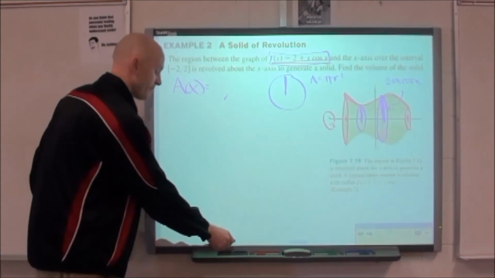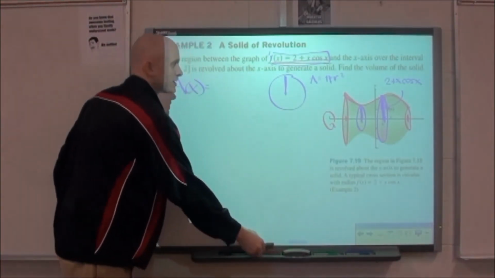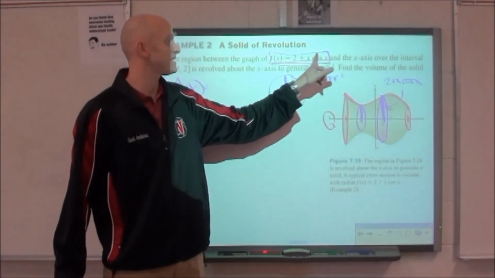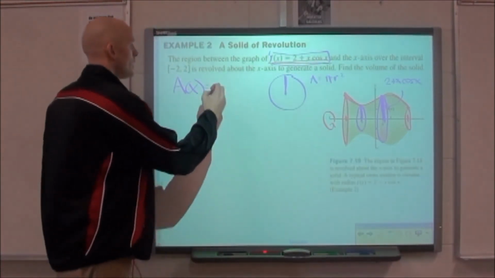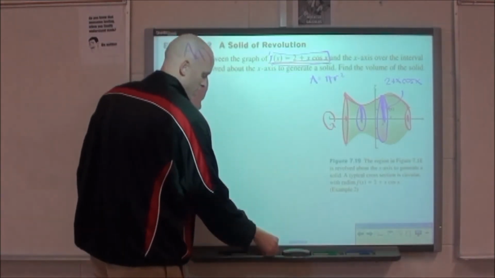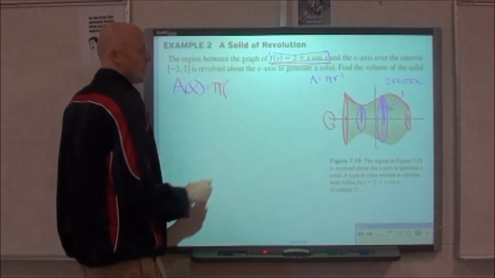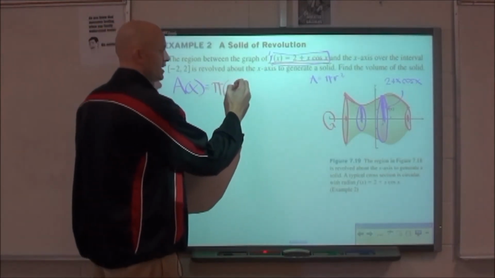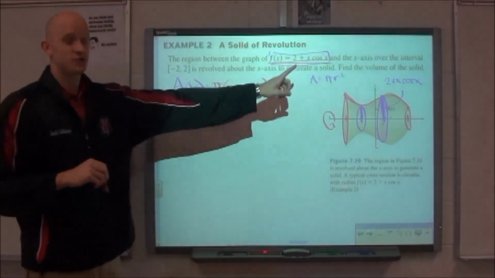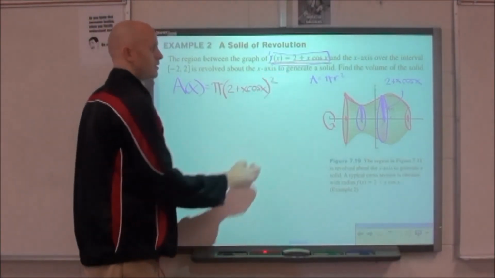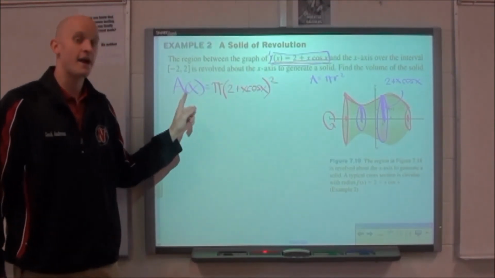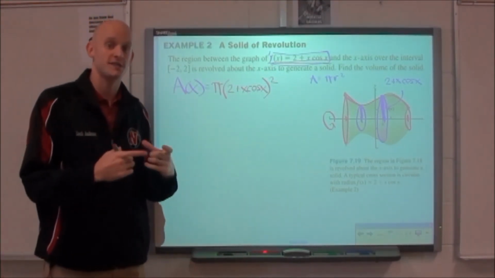So our area formula for a cross-section is going to be pi r squared, where the radius is this function value. It will be pi. Our radius is the function itself, 2 plus x cosine x, squared. Pi r squared. Area formula for a cross-section.